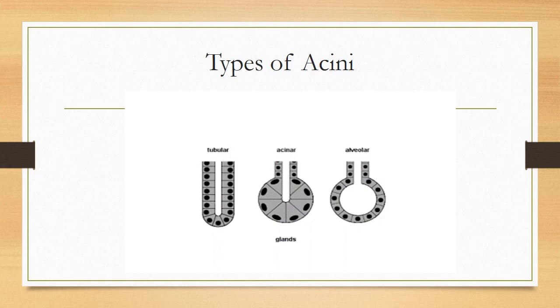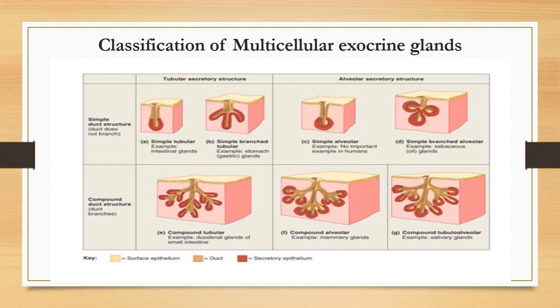So it's a simple nomenclature you can describe yourself. If the gland has a tubular secretory portion and the duct is a single duct and not branching, then we call it a simple tubular gland. And if in the same gland the duct branches, then it is called a compound gland. And if the parenchyma or the secretory unit is tubular, then we call it a compound tubular gland, respectively. So this is the classification showing you the different types of the multicellular exocrine glands.